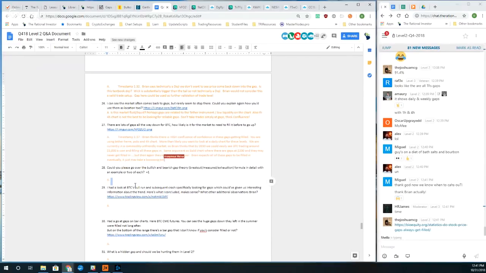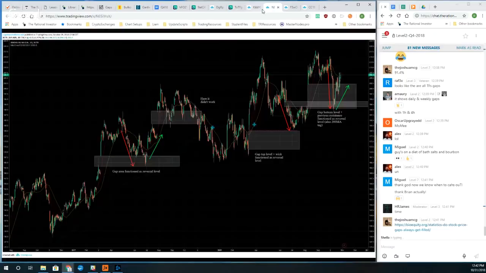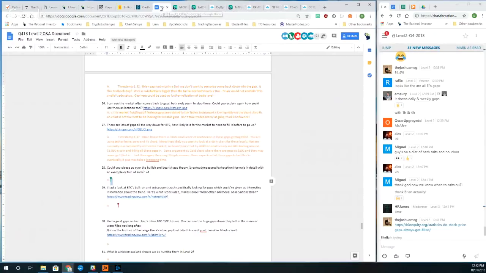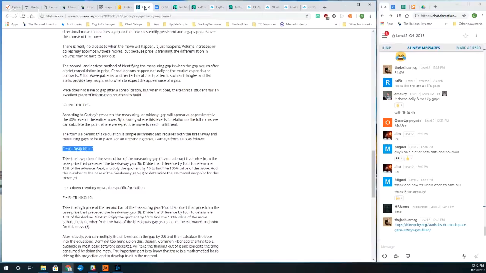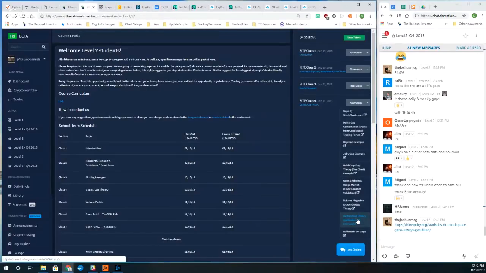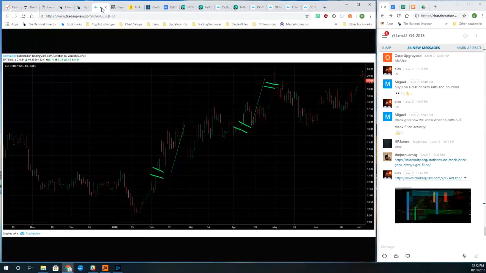All right, number 28. Could you please go over the bullish or bearish gap theory, breakout, measure, exhaustion formula in detail with an example or two of each? Okay, well, that's actually why I went and did this chart up here for you guys. So I'll just slowly sort of walk you through this. Where did I do that? I thought I added it. Gap theory chart. Nope, that's not it.